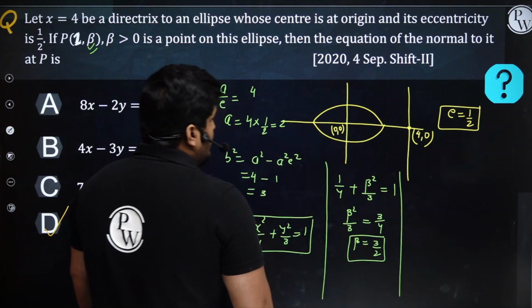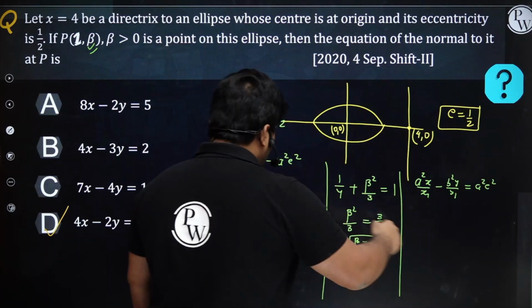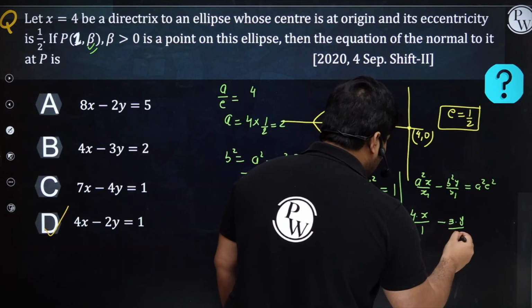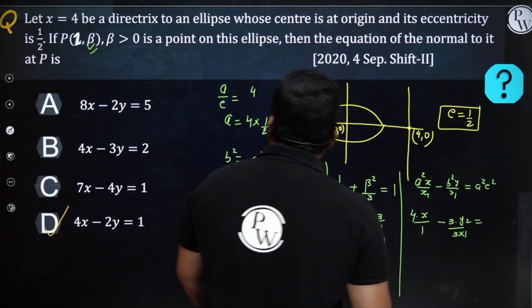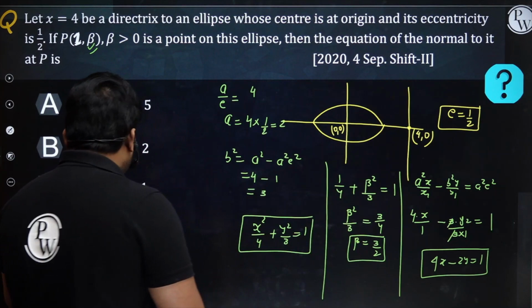What is the equation of the normal? a square x by x1 minus b square y by y1 is equal to a square e square. a square is 4, x1 is 1, b square is 3, y1 is 3 by 2, equal to a square e square. What is a square e square? It is 1. So this will cancel out, and we have 4x minus 2y equal to 1. That is the equation of the normal.